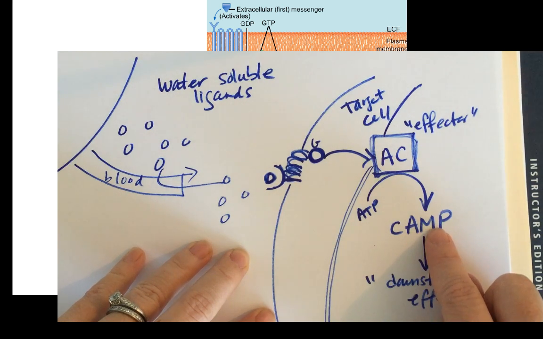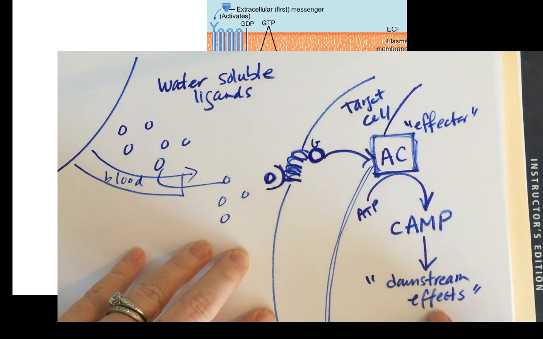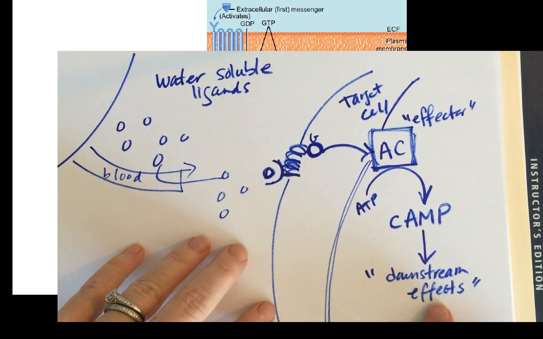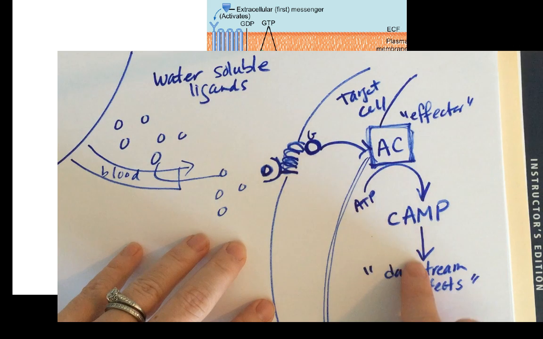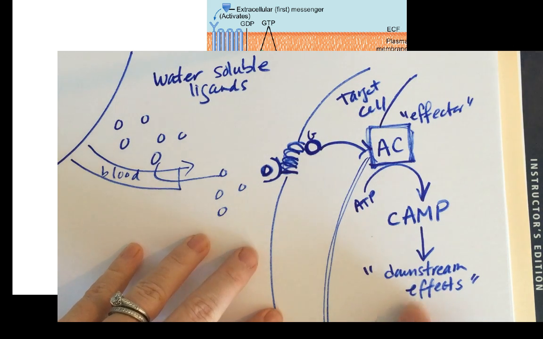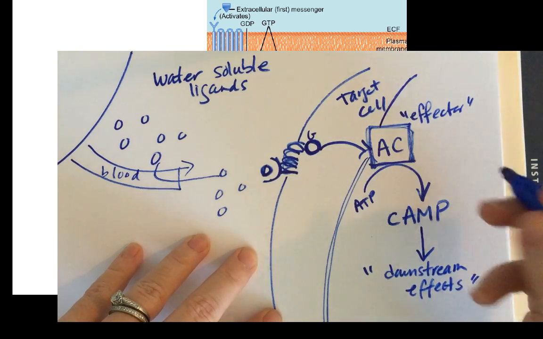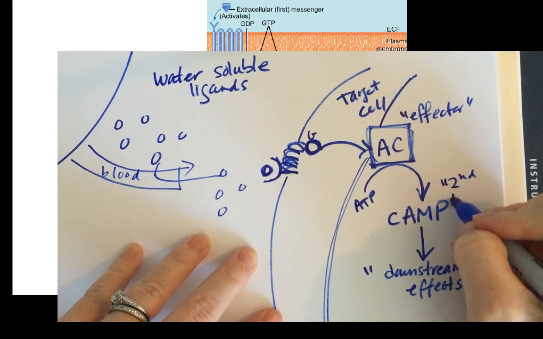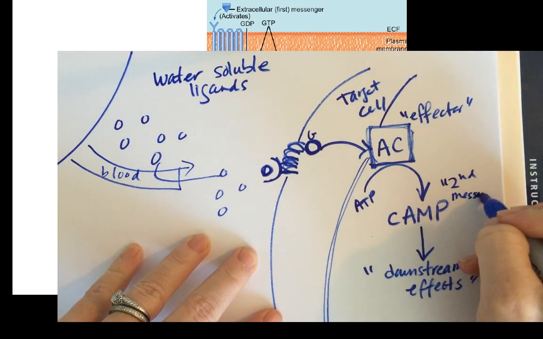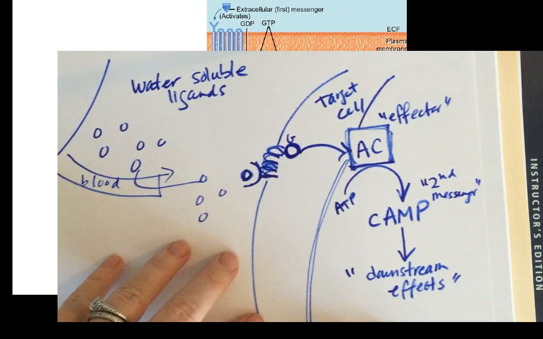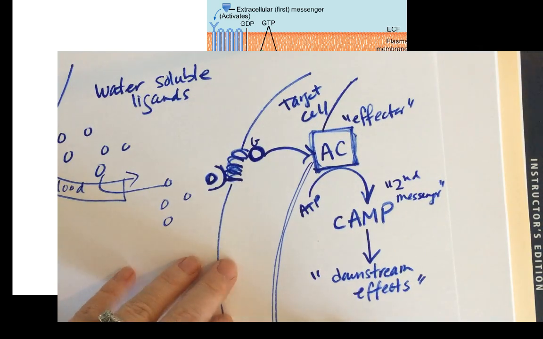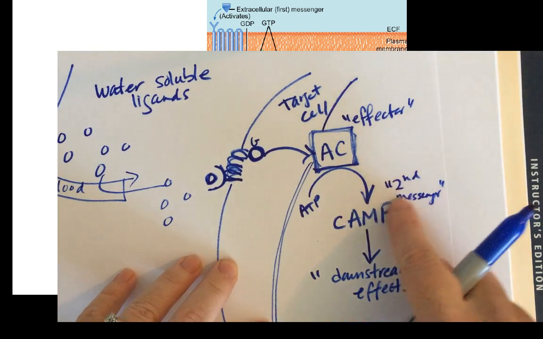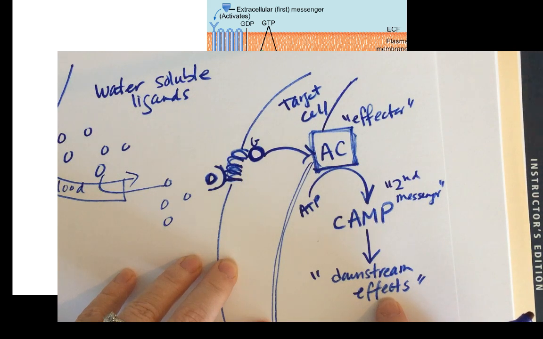The cyclic AMP then will have many downstream effects, and because it is the one that directly affects the proteins and other molecules inside the cell that we're interested in, we call the cyclic AMP the second messenger. And that is where these cascades get their name. So this is the second messenger cascade that will have many downstream effects on the cell.